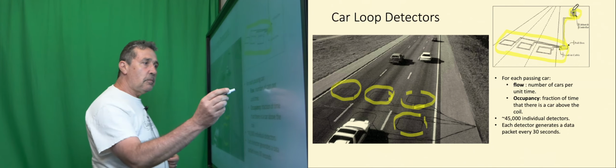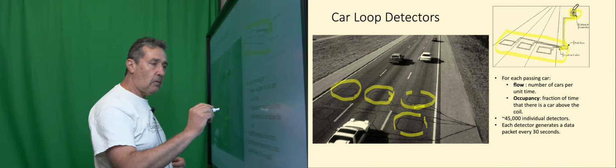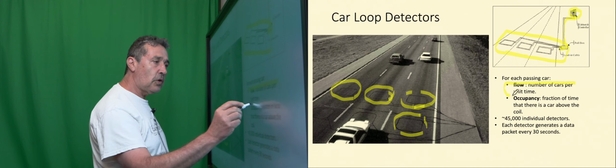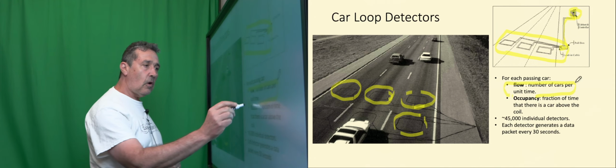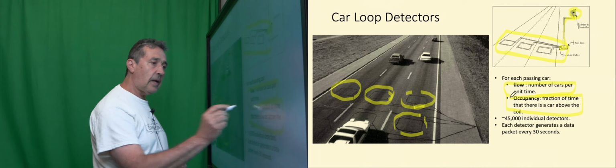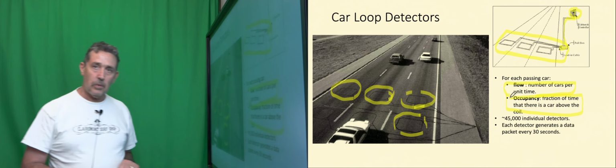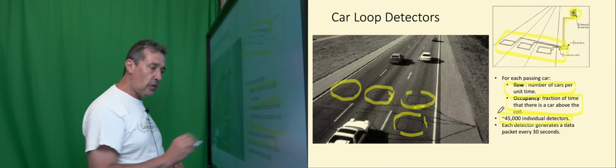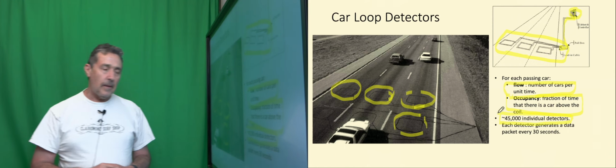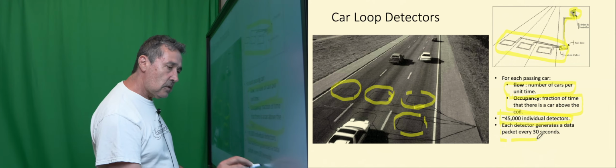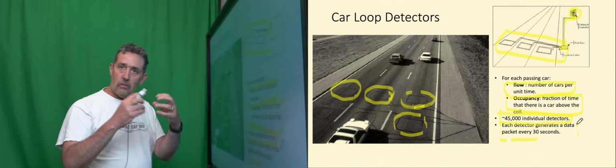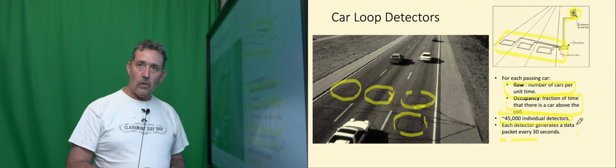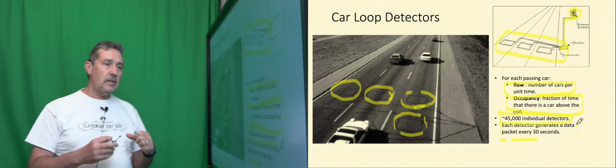So what we have for each detector, for each passing, is the flow, the number of cars per unit time, and the occupancy: what fraction of the time is a car above a particular loop? And there are many such detectors, about 45,000 of them in California. Each one generates a data packet every 30 seconds that says what happened during that half minute. So a lot of data gets collected together.